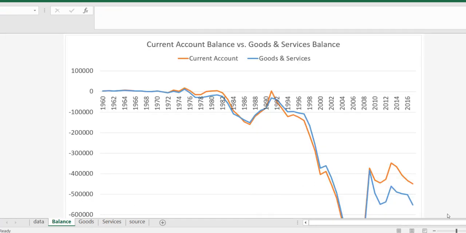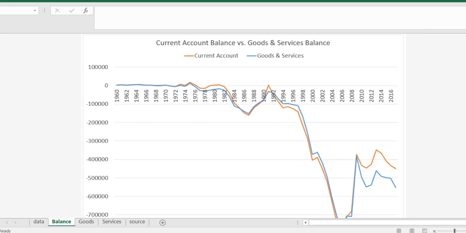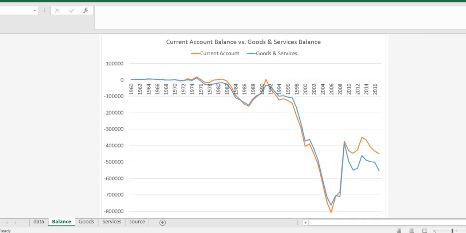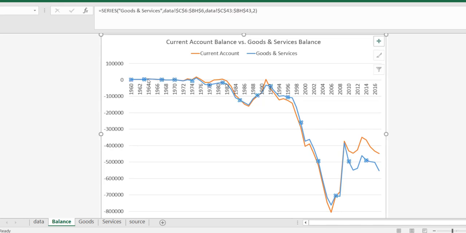So this is the data plotted for the current account balance from 1960 to 2017. For example, the current account balance in 1967 was approximately the same as the balance on goods and services alone, and that amount accounted to $2.6 billion.